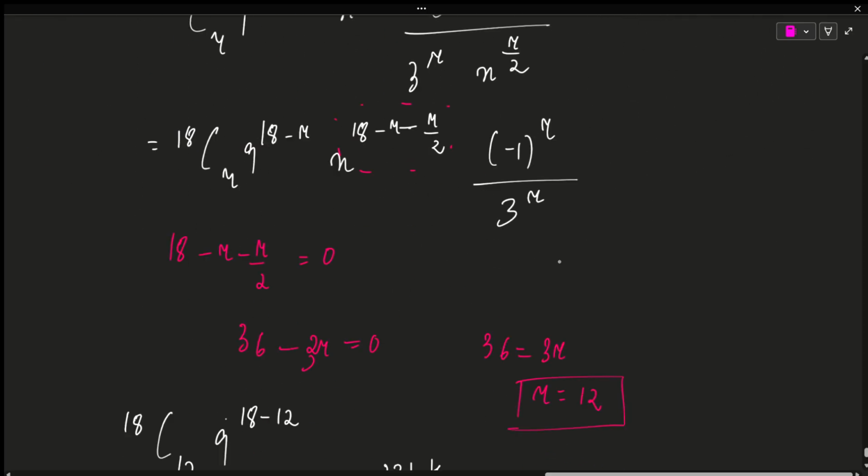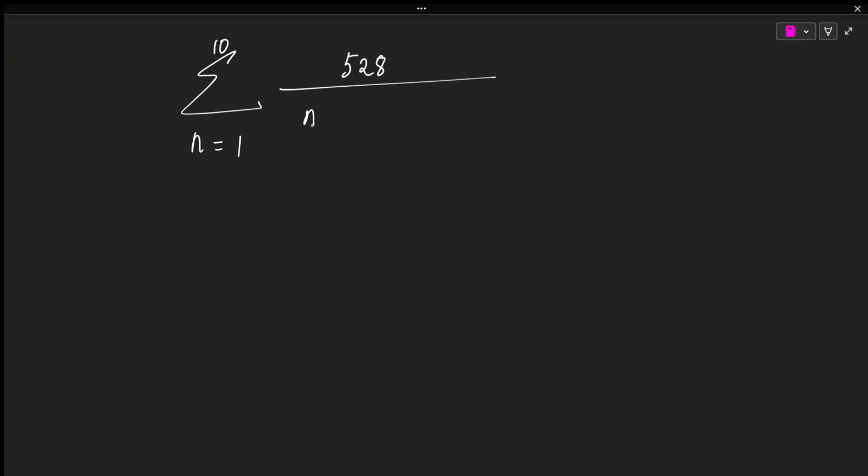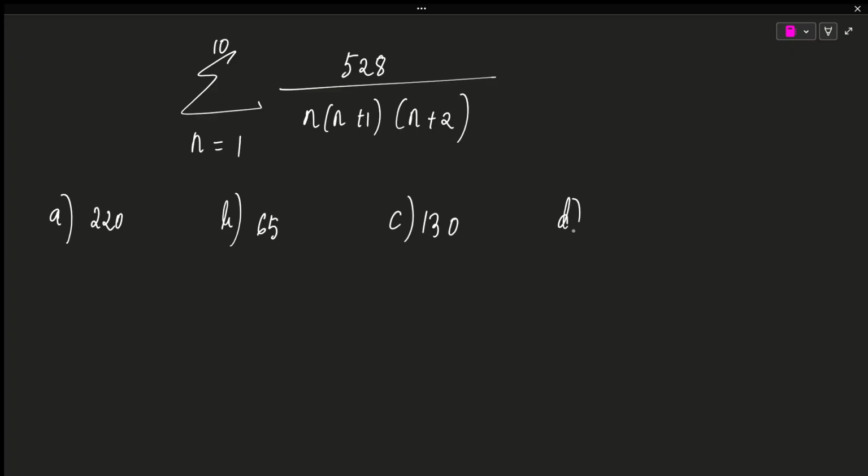So the question goes like, we need to find the value of the summation from n equal to 1 to 10, 528 upon n into n plus 1 into n plus 2. So if a is 220, b over here is 65, c over here is 130, d over here is 260.